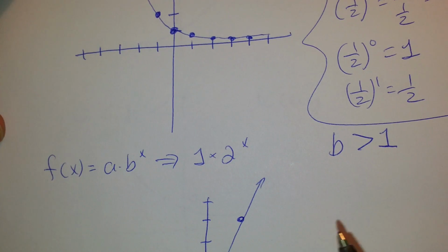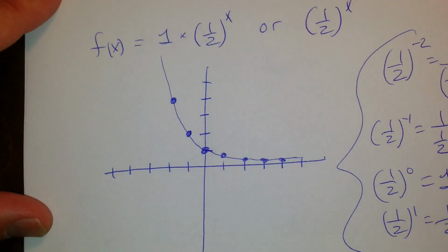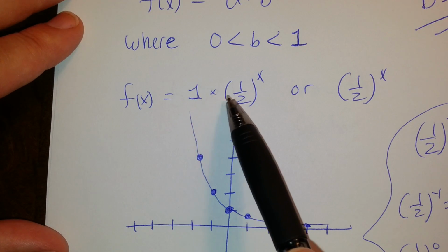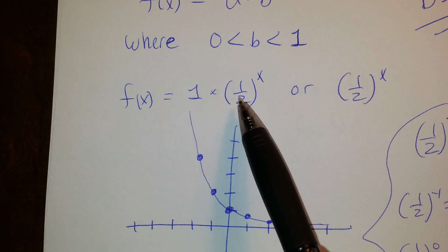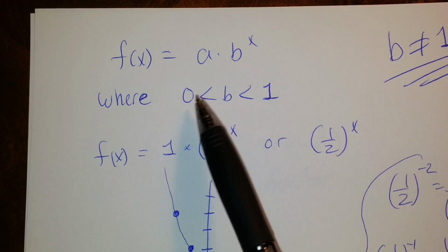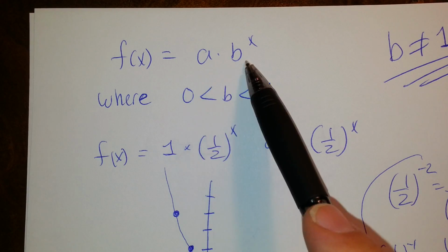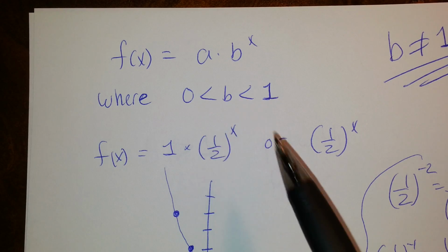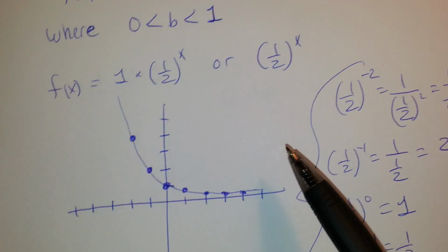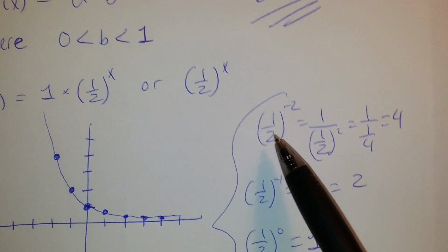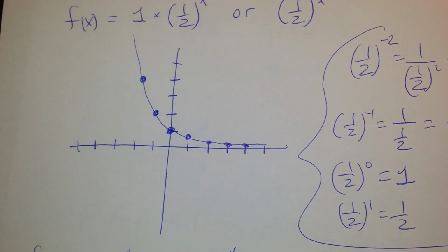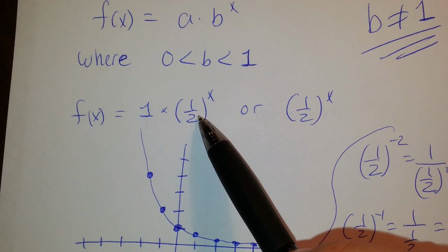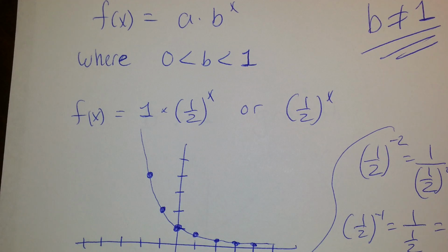So let's take a look here at basically an exponential function, where my a is 1, times 1/2 to the x. So my base is less than 1. This is kind of what a parent function looks like for an exponential function when your base is a fraction. It's positive, but less than 1, basically 1/2 to the x.